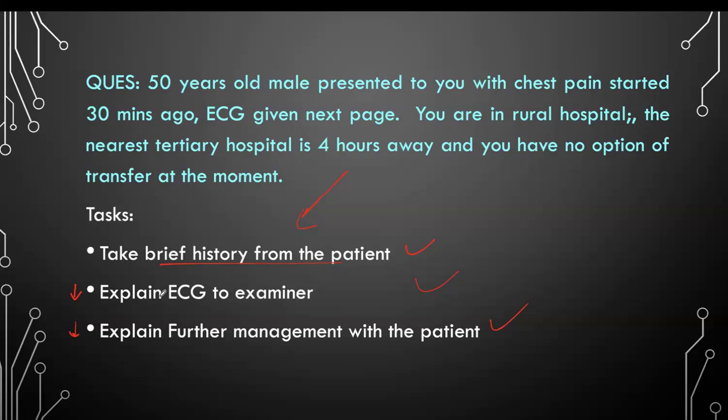Then when you came to the ECG, you forgot about the task. So always remember, in the first 2 minutes, don't forget to read the task, because that will give you an idea of what you are supposed to do next after history. So always look at the 3 tasks: I have to take a history, then explain the ECG to the examiner, and then discuss management with the patient. Every task, however it is written, you have to do exactly in the same way. If you explain the management to the examiner, there will be no marking over there.